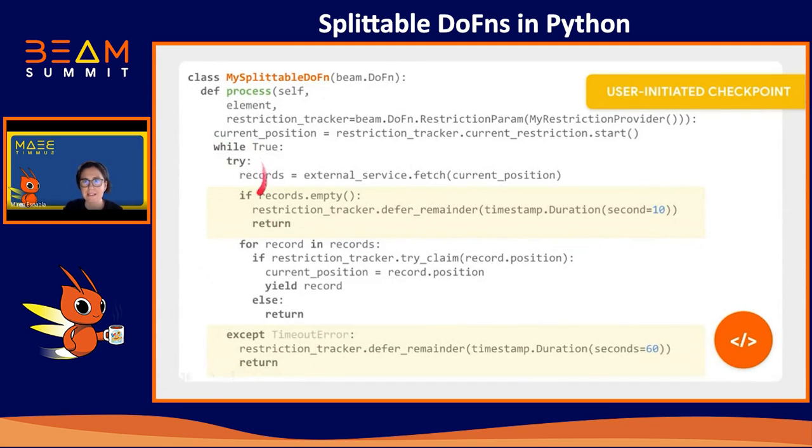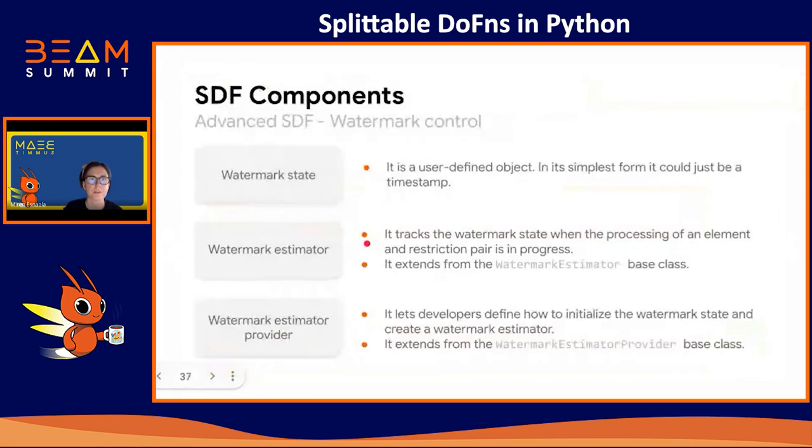We have an example here, no? So this is exactly what we call a user initiated checkpoint, okay? So I am trying to fetch from an external system, and I did not get any records because I am being throttled, or I get a timeout, okay? So what I do is I have to return for sure, and then optionally tell them, look, try to resume execution in 10 seconds or in 60 seconds, okay? So that would be the way to proceed.